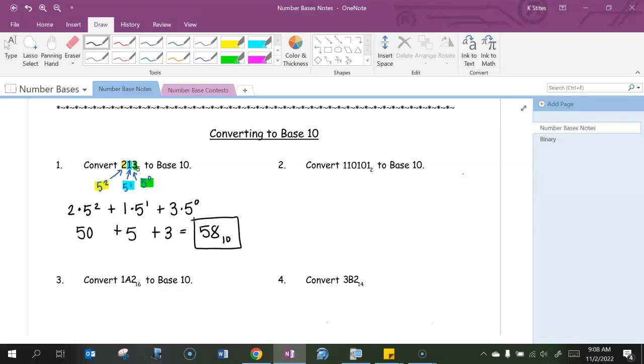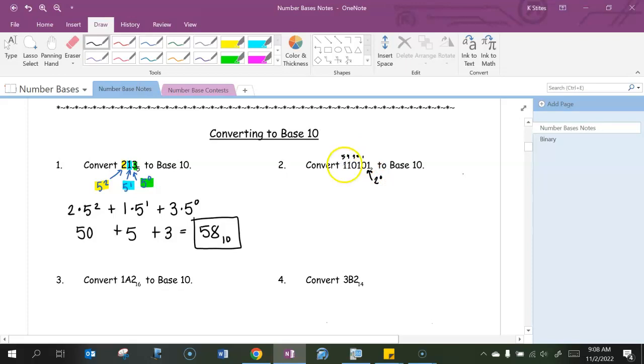Okay, let's try it again. This one is base 2. This is called binary. We're going to talk about that in another video, but for now we're going to do it this way. Again, this would be 2 to the 0, 2 to the first, 2 to the second, 2 to the third, 2 to the fourth, 2 to the fifth.